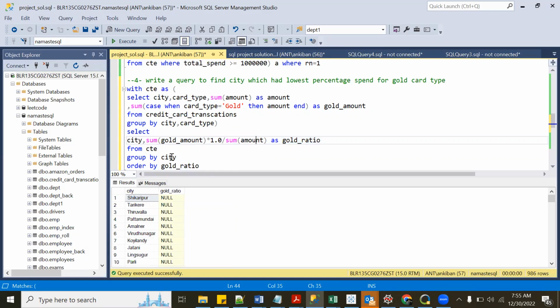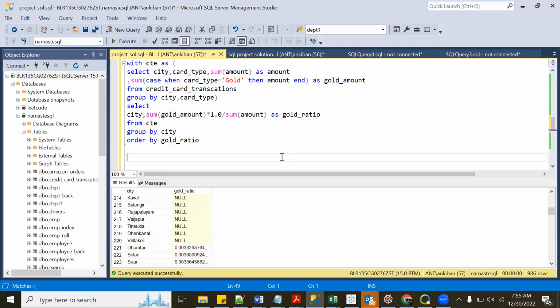Something is not right again. Okay, for some of the cities, I think gold is not there at all, right? So we will not consider those cities. Let's check the data quickly. In place of sum of amount, we have to use only amount because we have to use the alias, because we are taking from the city subquery.